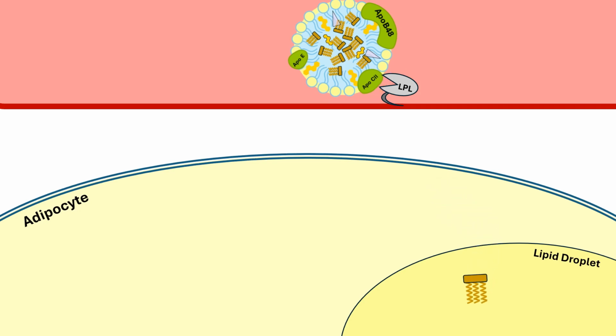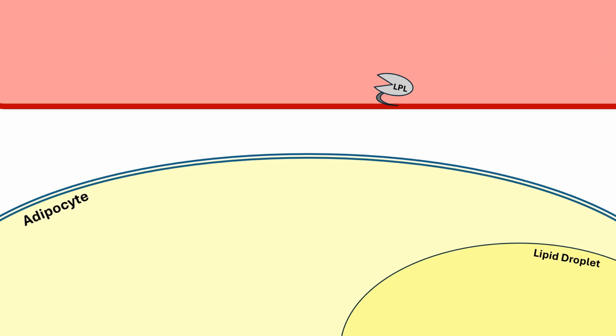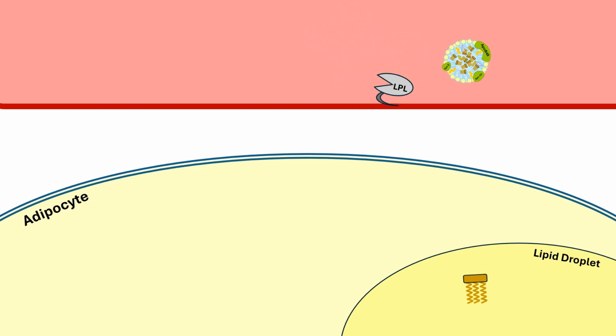Each time they lose some triglycerides, the chylomicrons shrink a little. They continue passing through tissues, losing their triglycerides and shrinking more. Over time as well, the ApoC2 is returned to HDL, changing the chylomicron into what is now a chylomicron remnant.